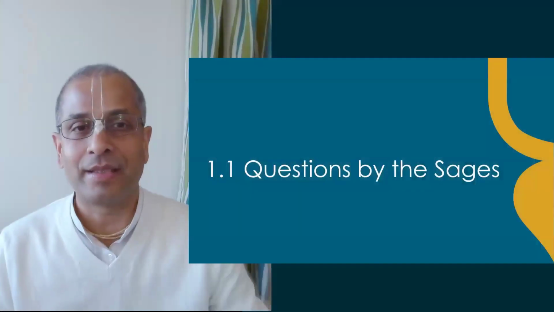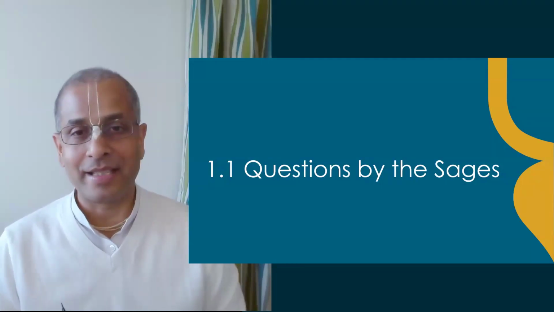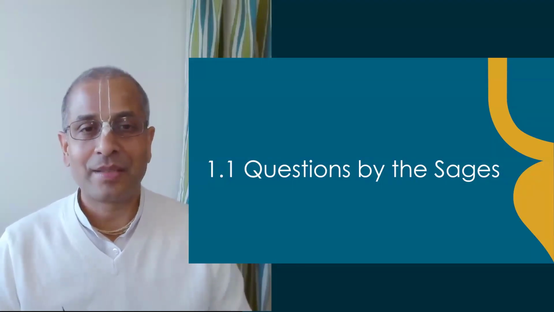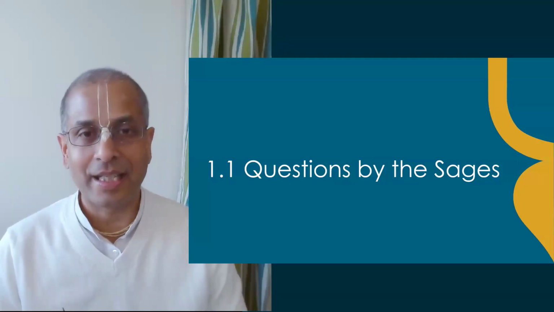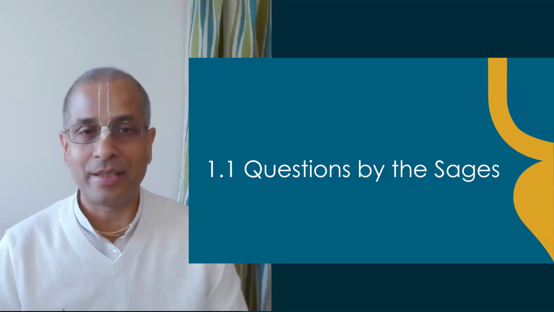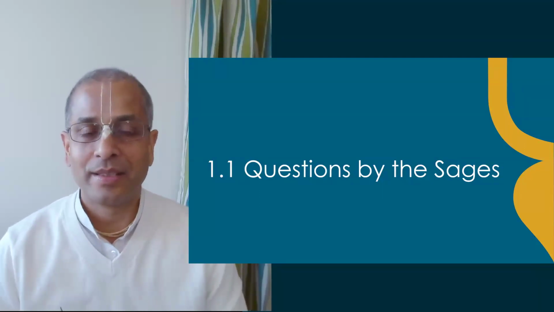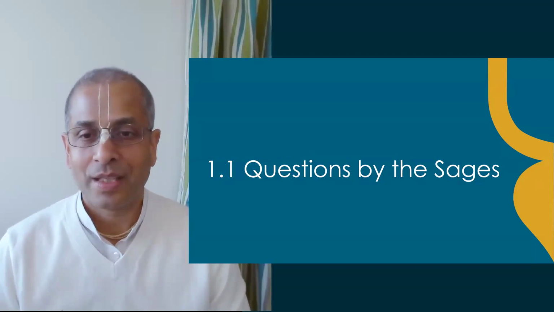Okay, so we are now on the first chapter. The first chapter is entitled Questions by the Sages. Now, this first canto has 19 chapters and 808 verses. And this first chapter, Questions by the Sages, has 23 verses. And we'll try to cover this chapter in two sessions.